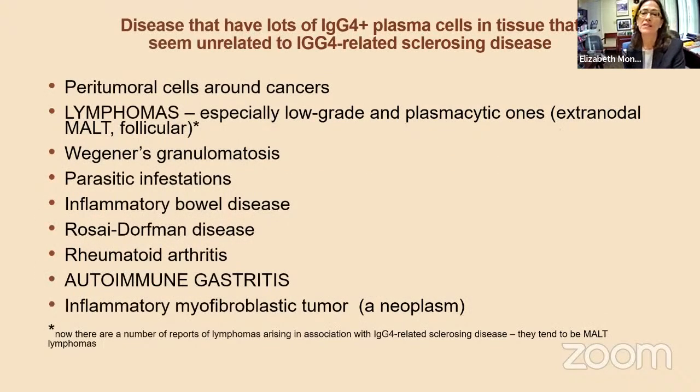The important thing is if you're doing IgG4 stains, do remember that lymphomas can have a lot of IgG4 positive cells, and quite a few other immunologic things can have them. And that's all fine, but obviously you don't want to get a parasitic infestation treated with steroids. Of course, I'm not a hematopathologist, but there are some lymphomas that do seem to arise in association with IgG4 related sclerosing disease. They tend to be mucosa associated lymphoid tissue lymphomas.